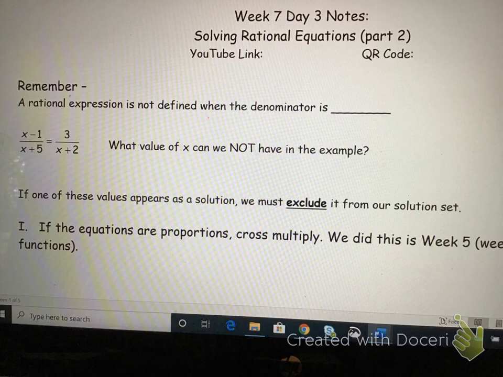So what we had discussed on day 1 of this week for part 1 was that a rational expression is not defined when your denominator is 0. And so what I've given you here is an additional example, just like the beginning of Monday's notes. And I've given you an equation, and I want to see if you guys can figure out which values of x could not be allowed for this proportion. So I want you to take a second and try to answer that real quick.